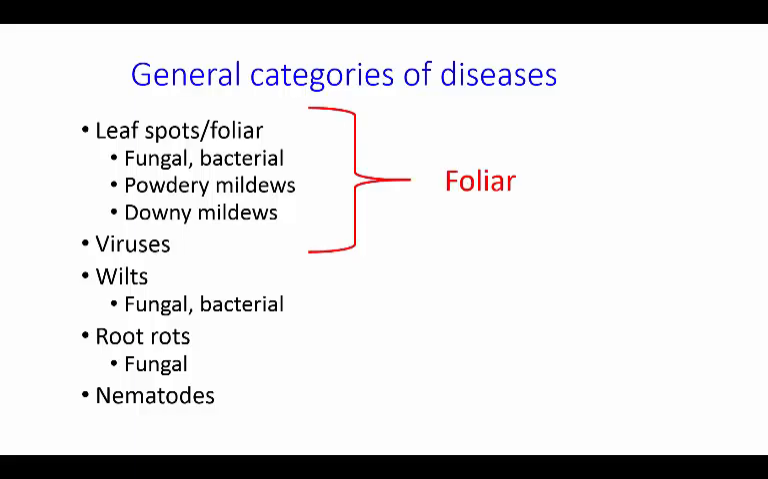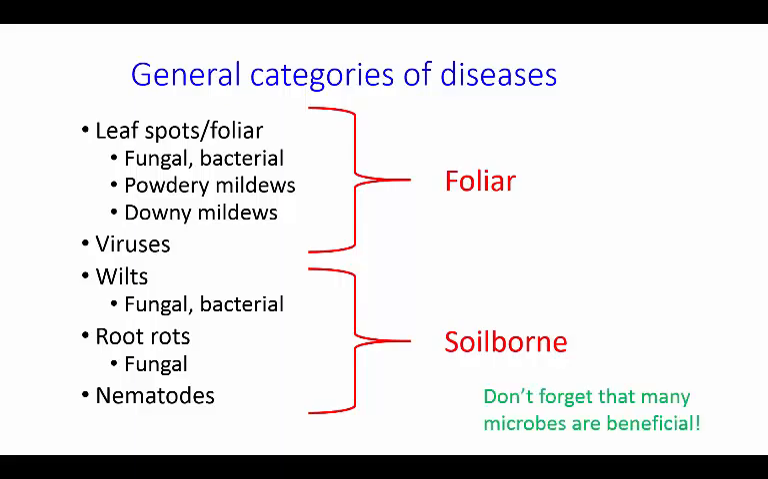So the leaf spots and most viruses are considered foliar diseases, where the pathogens or the insects that spread them have major life stages above ground, and they tend to cause symptoms in above ground plant parts. The wilts, root rots, and most nematodes are soil-borne, with most of their life cycle underground. They colonize the plants via the roots. As an important side note, don't forget that most microbes are beneficial both in the soil and on plant surfaces.